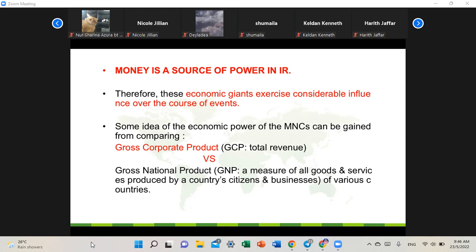That profit can be used to expand your territory through annexation, and when you conduct annexation, it requires money. So that's another example of how money helps you to increase your security. Therefore, this economic giant exercises considerable influence over the course of events. Some idea of the economic power of the MNC can be gained from comparing the gross corporate product versus the gross national product of various countries, right?